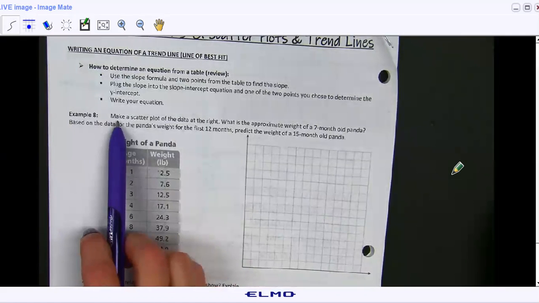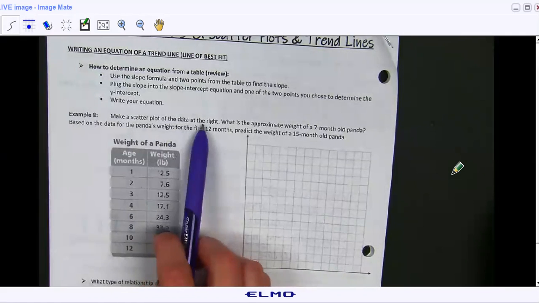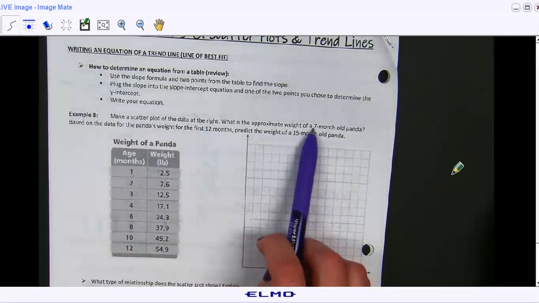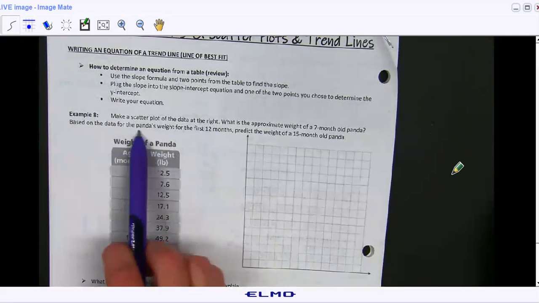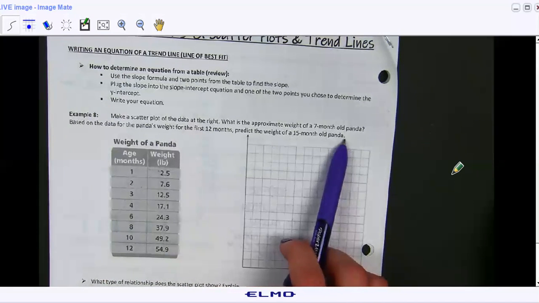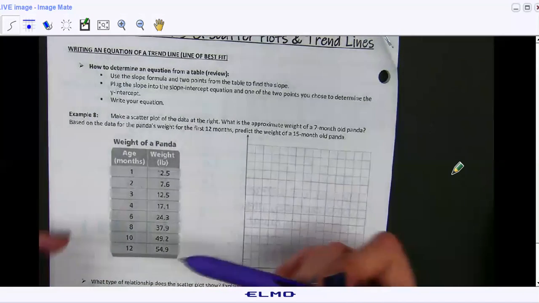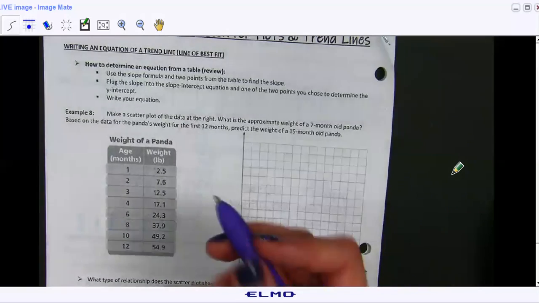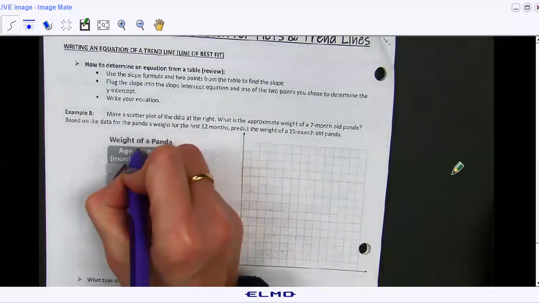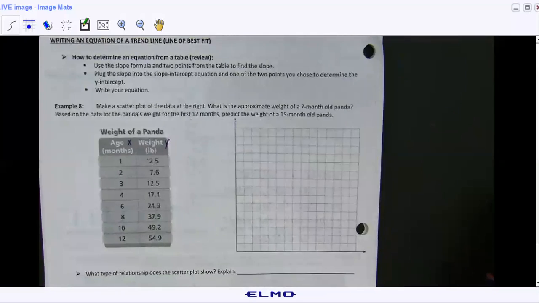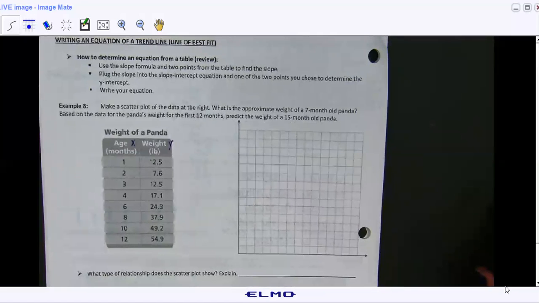This says that you're going to make a scatter plot of the data below. What is the approximate weight of a 7-month-old panda? Based on the data for the panda's weight for the first 12 months, predict the weight of a 15-month-old panda. So first, you're going to take this data and plug it into the graph. The age is going to represent X. Your weight is going to represent Y. So I want you guys to go ahead and graph this data.